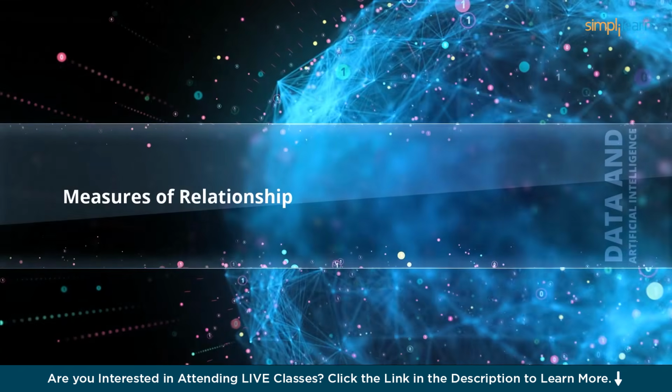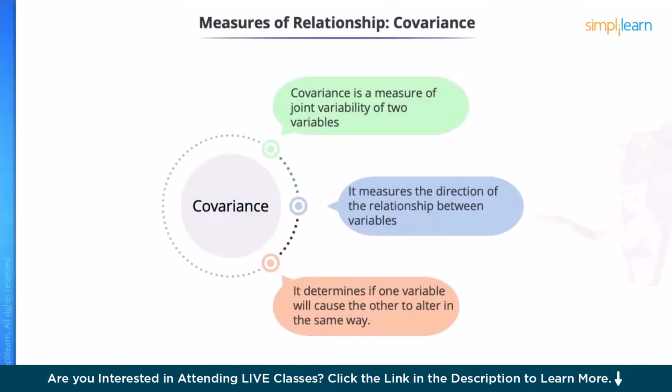Measures of relationship. Covariance. Covariance is the measure of joint variability of two variables. It measures the direction of the relationship between the variables. It determines if one variable will cause the other to alter in the same way.